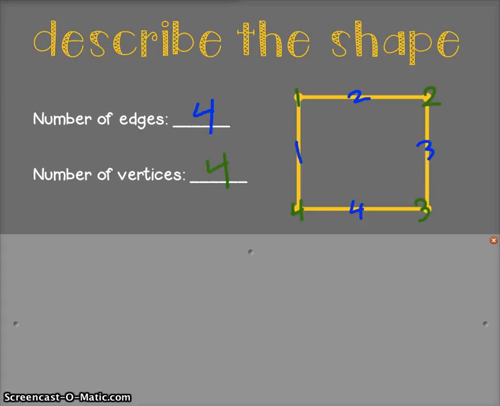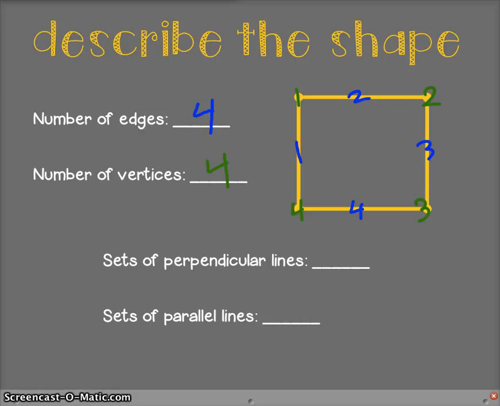Taking a look back at this square, let's look at the sets of perpendicular and parallel lines. How many sets of perpendicular lines do you see on this square? This line is perpendicular to this line. That's 1 set. Here's another one. 2, 3, 4. 4 sets of perpendicular lines.